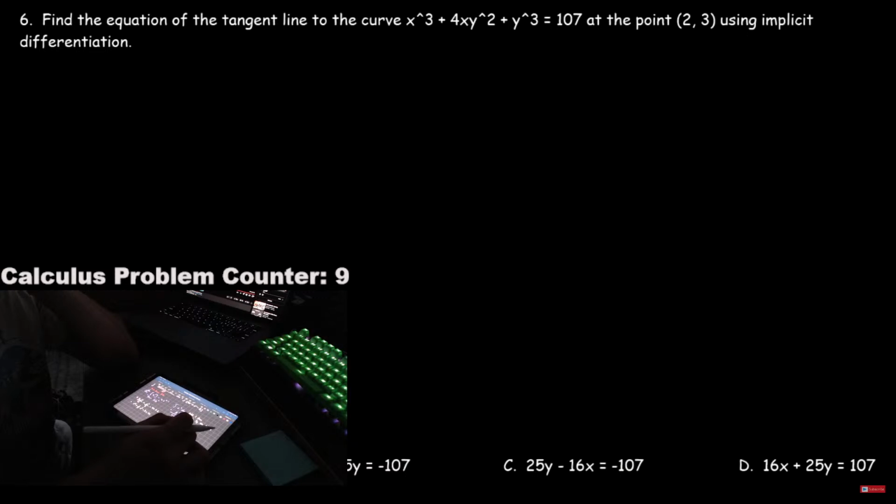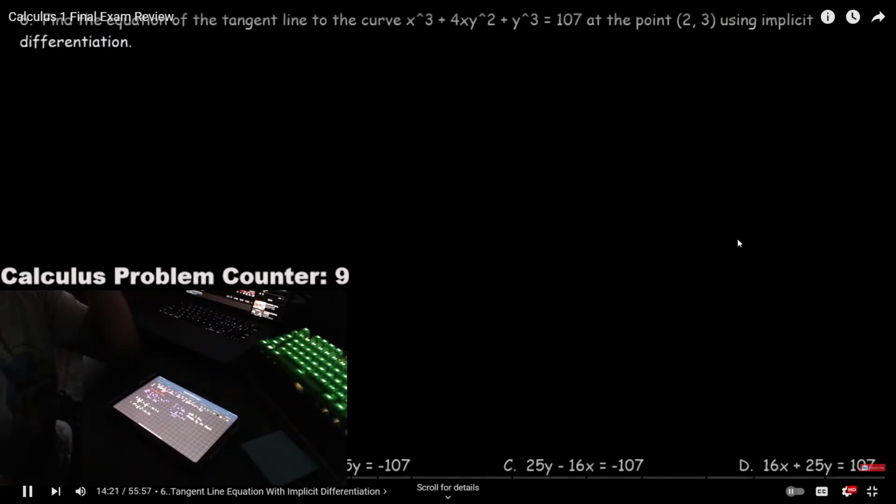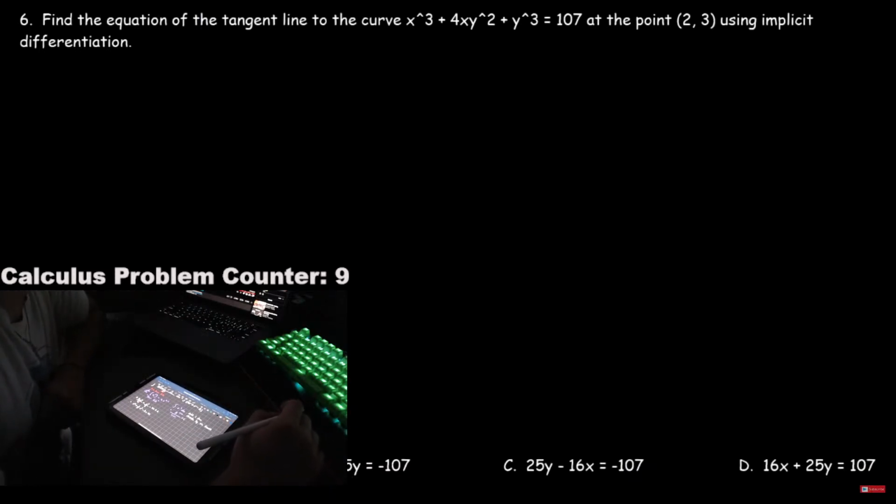Number 6. Find the equation of the tangent line to the curve x cubed plus 4xy squared plus y cubed equals 107 at the point 2, 3, using implicit differentiation.